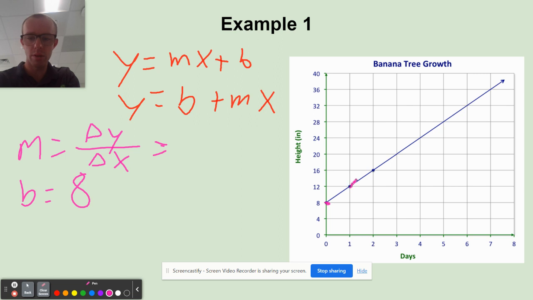So to do this, you pick 2 points on the graph. I have these 2 points that I've labeled in pink. How much do I change along the y? From here to here, I go from 8 to 12. How much does that change? Think about it. Well, that's 4.